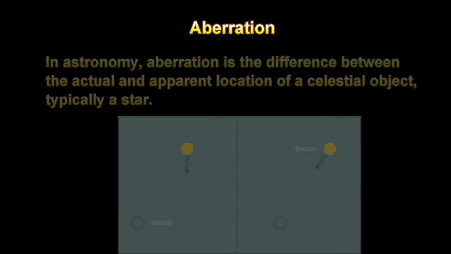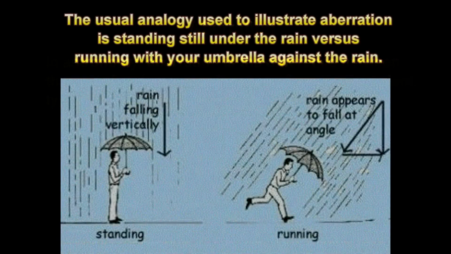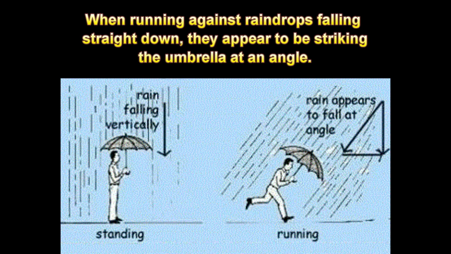Aberration. In astronomy, aberration is the difference between the actual and apparent location of a celestial object, typically a star. The usual analogy used to illustrate aberration is standing still under the rain versus running with your umbrella against the rain. When running against raindrops falling straight down, they appear to be striking the umbrella at an angle.